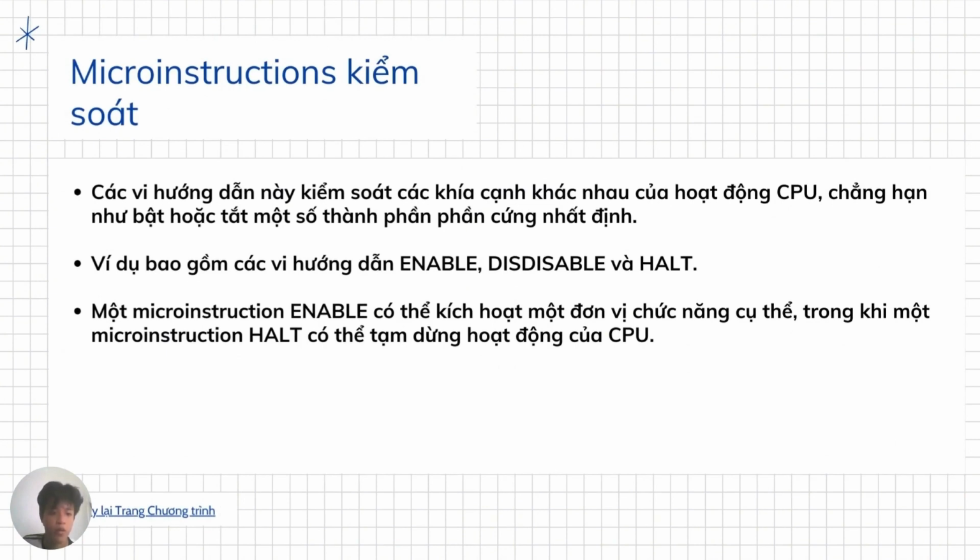Vi lệnh kiểm soát. Các vi lệnh này kiểm soát các khía cạnh khác nhau của hoạt động CPU, chẳng hạn như bật tắt một số thành phần phần cứng nhất định. Một số vi lệnh kiểm soát bao gồm vi lệnh enable, disable, halt. Một vi lệnh enable có thể kích hoạt một đơn vị chức năng cụ thể, trong khi đó một vi lệnh halt có thể tạm dừng hoạt động của CPU.